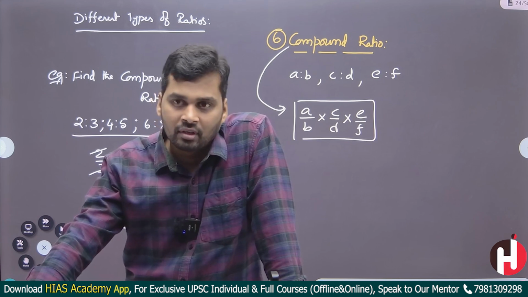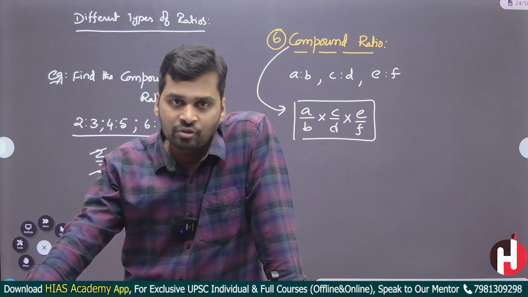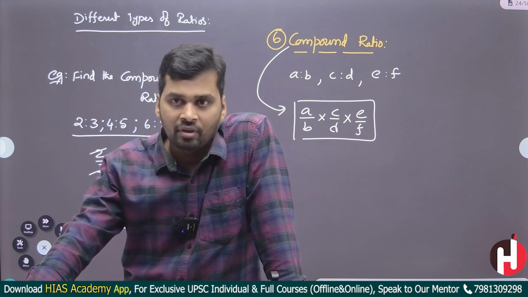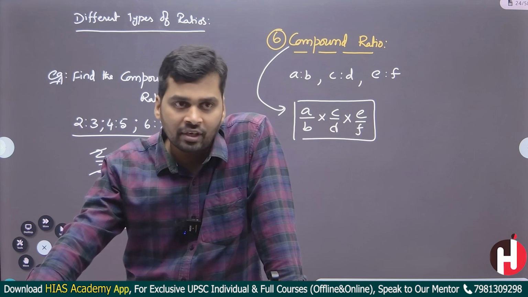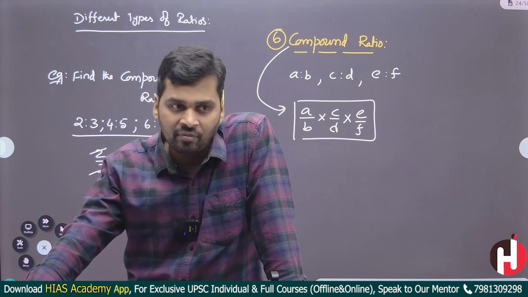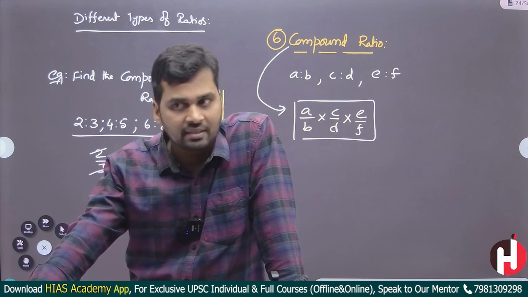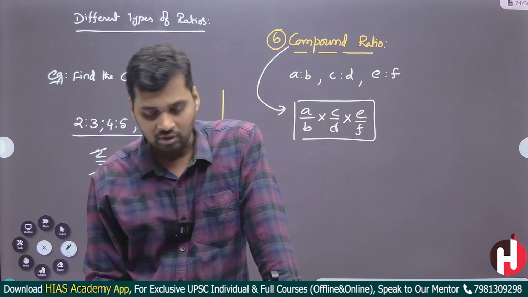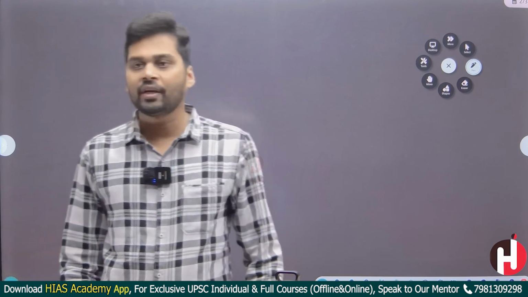Next, subtriplicate ratio, the cube roots. Next, inverse ratio. So if A is to B, then the inverse ratio is B is to A. If it is a 2-term ratio, then immediately you can write it as B is to A. If it is 3 terms, we take the LCM of the denominators and multiply each term with that LCM. Right. Next, compound ratio is nothing but the product of all the given ratios.